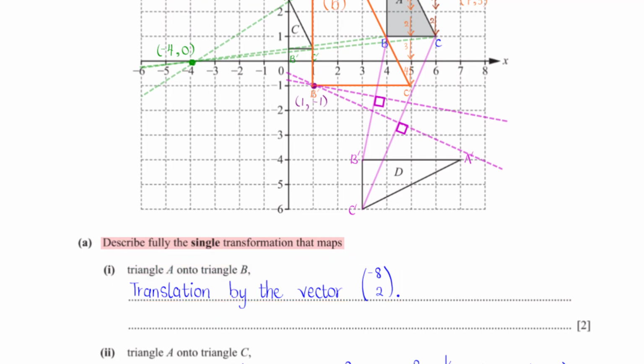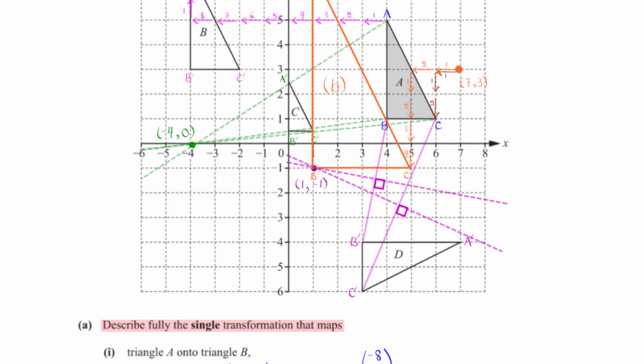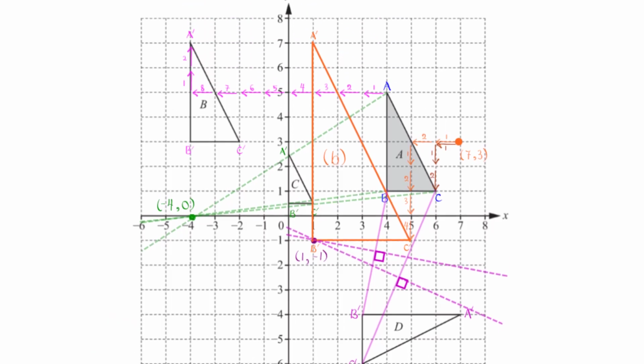Describe fully the single transformation that maps triangle A onto triangle C. When we look at triangle A and triangle C, they do not have the same size. Each of the sides in triangle C is half the corresponding sides in triangle A. This means the transformation is an enlargement by a scale factor of half. We have a positive scale factor for this enlargement because the two triangles have the same orientation.